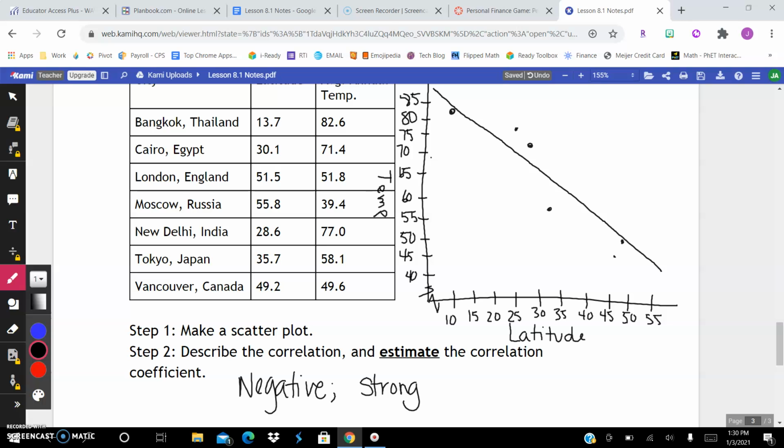So our correlation coefficient is close to -1. So it's a negative correlation. It's strong because the dots are close. And because the dots are close to the line, that means that R has to be close to -1.